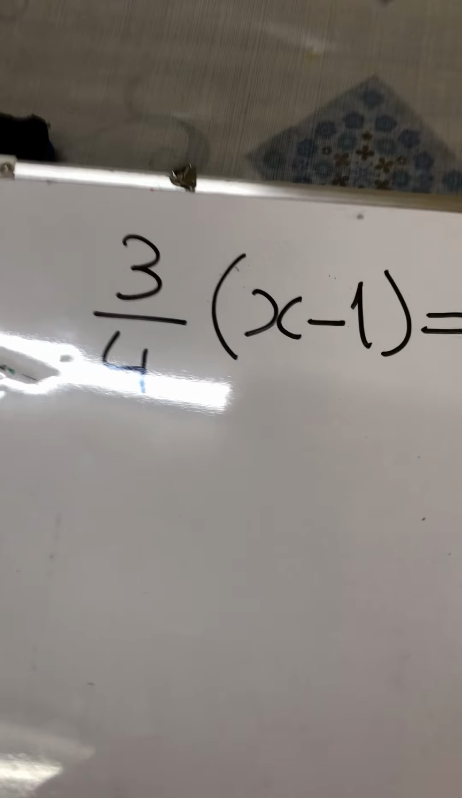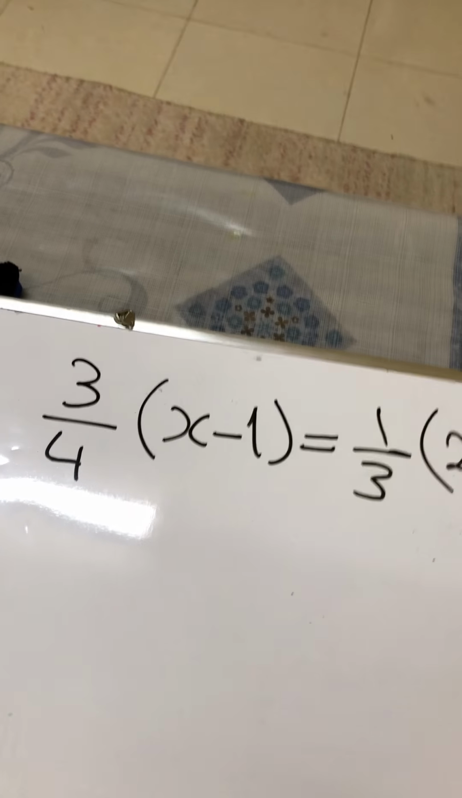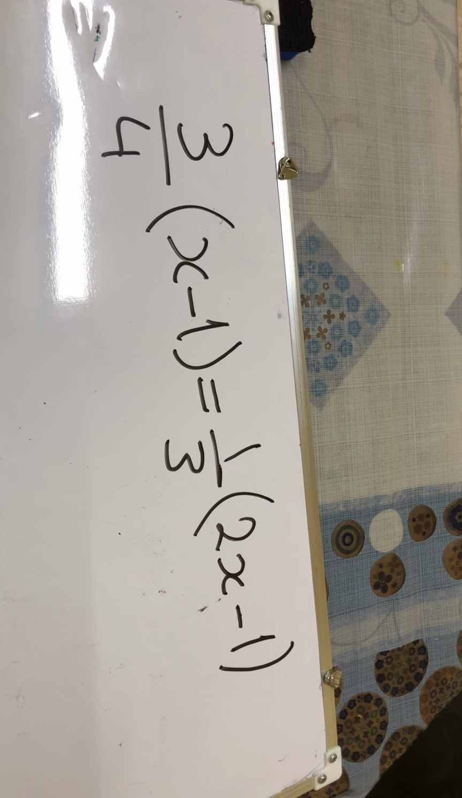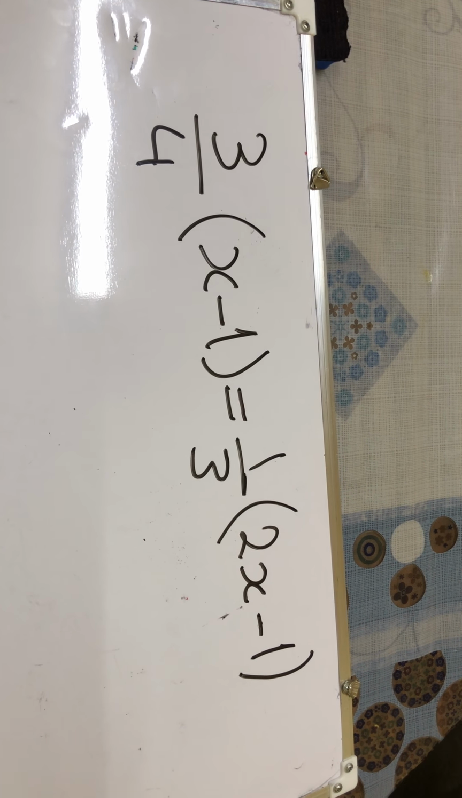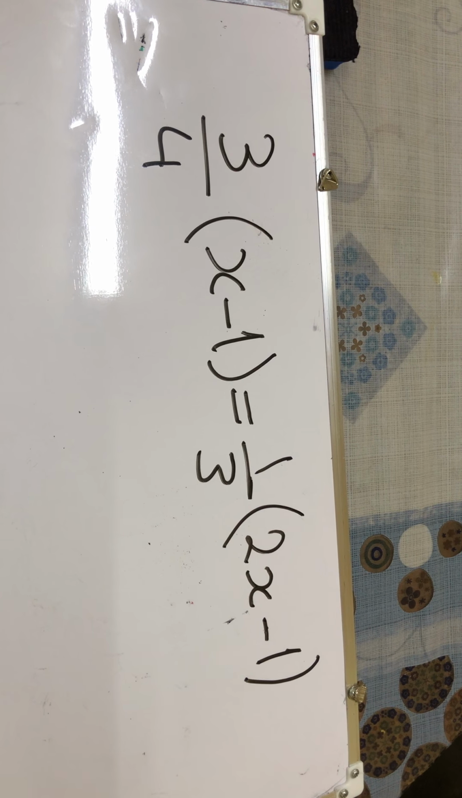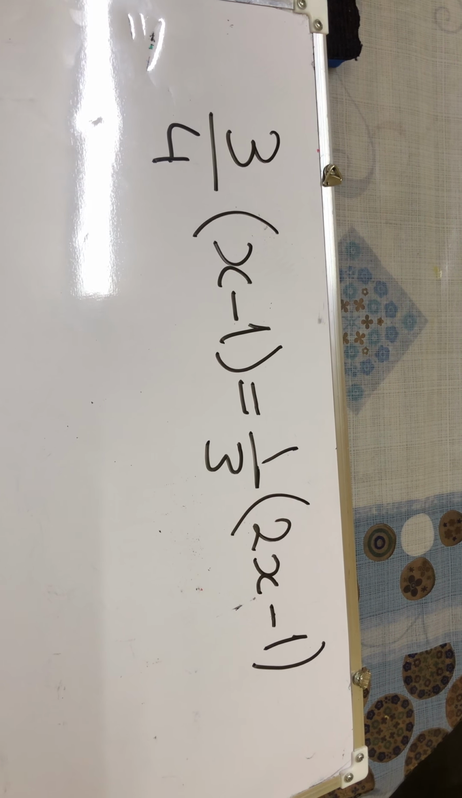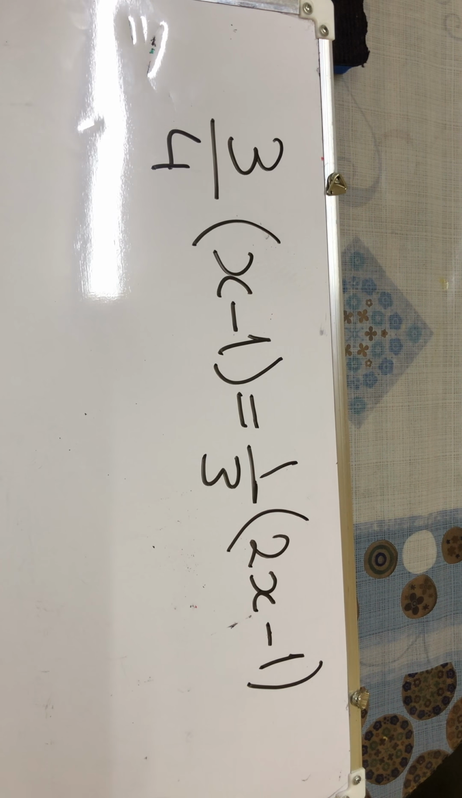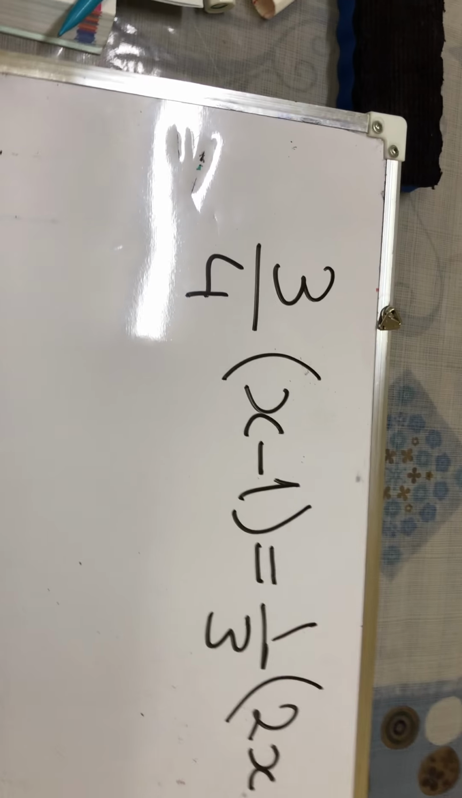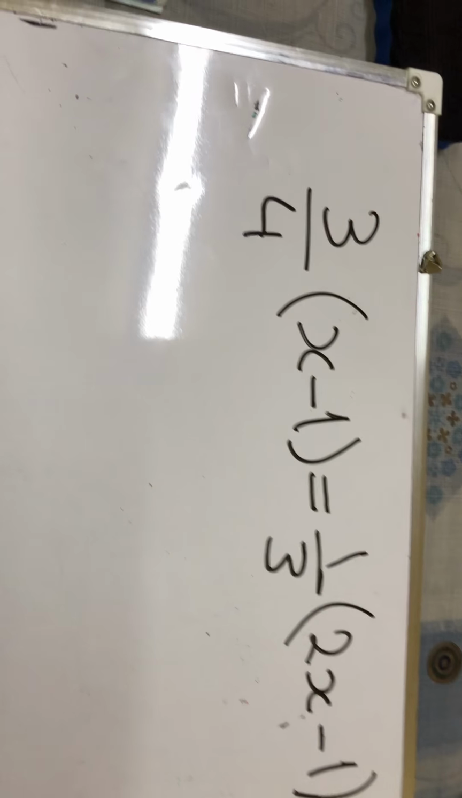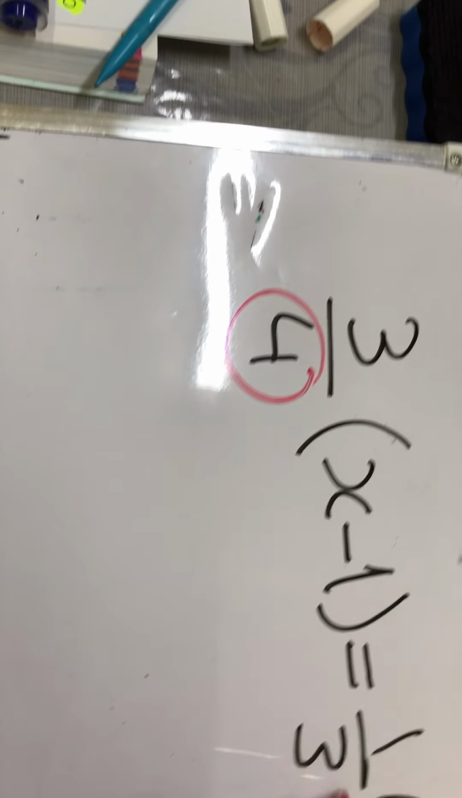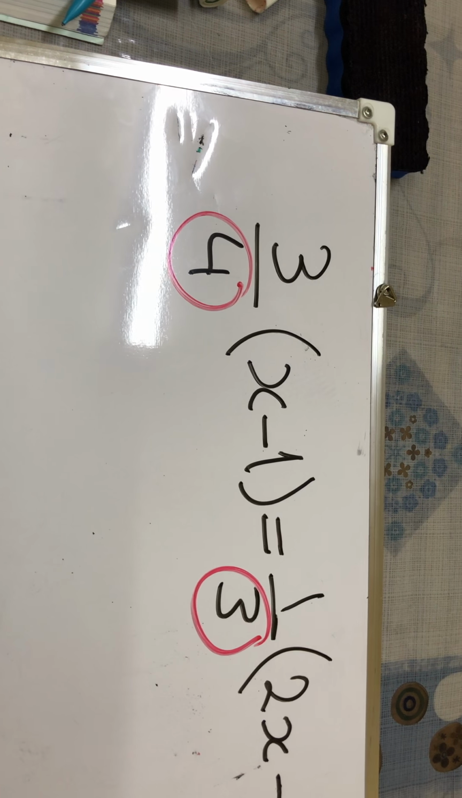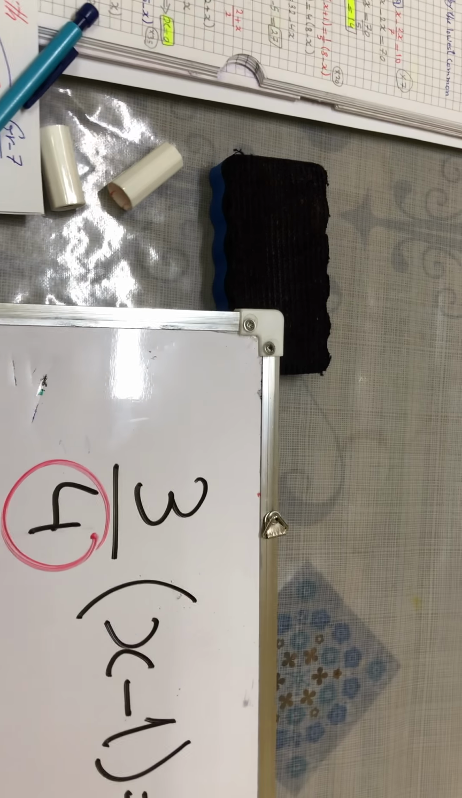Attention please. I have this example, look with me. 3 over 4 multiply brackets x minus 1 equal third multiply by the brackets 2x minus 1. The aim is to clear the denominator. Now, where is the denominator I have? I have 4 and 3. What is the product? 4 times 3 equal what? Equal 12.